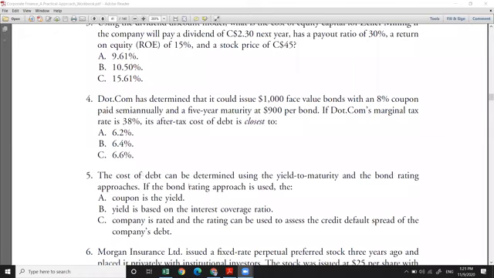The cost of debt can be determined using the YTM and the bond rating approach. If the bond rating approach is used, it depends on the knowledge of the company's rating and can be compared with the yields on the bonds in the public market only. So it's companies rated, and rating can be used to assess the credit default spread of the company's debt. Yield is based on the interest coverage ratio, no way. And coupon is the yield, never happen.